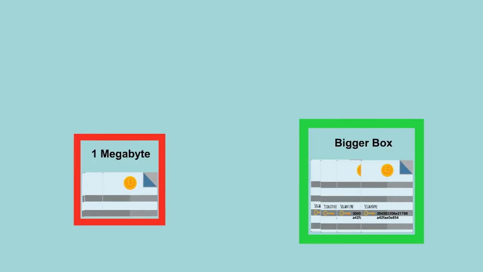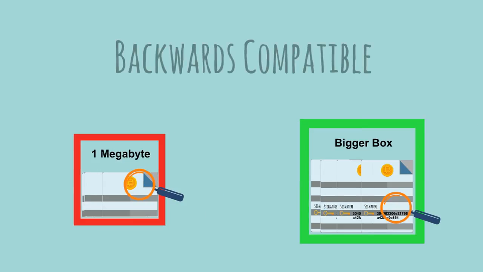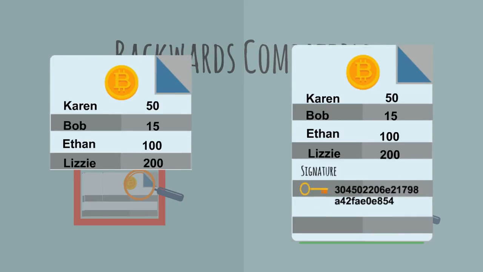Anyone that's receiving the larger box could audit everything in the box as normal, and anyone receiving the smaller box could still audit without worrying about getting the signatures in time. Because we're accommodating the people that aren't using the newer, bigger box, SegWit is backwards compatible. That means everyone will have the same copy of the ledger no matter what size box they're using.